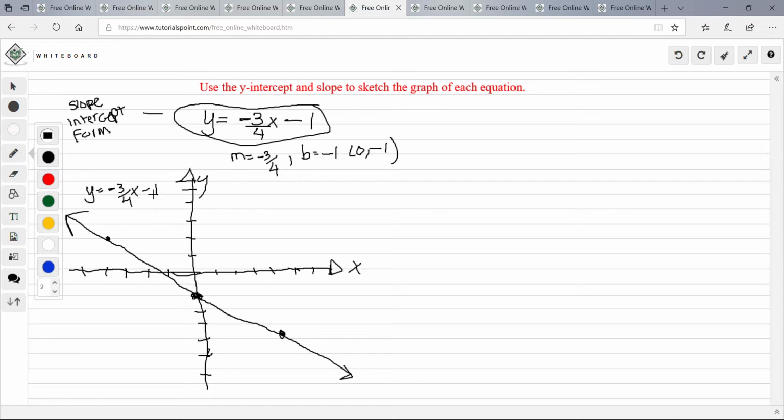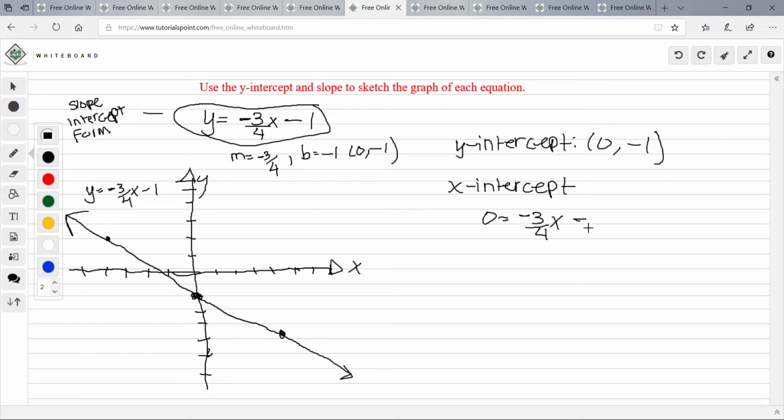Okay, the second way is to just plot 2 points, and we know 2 points. So we know our y-intercept, in coordinate form, would be 0, negative 1, and then our x-intercept we don't know, but we can find out. How do we find the x-intercept? You plug in 0 for the y. So it's going to be 0 equals negative 3/4 x minus 1, and then you try to solve for x. So I'm going to add 1, add 1. This is 1 equals negative 3/4 x.